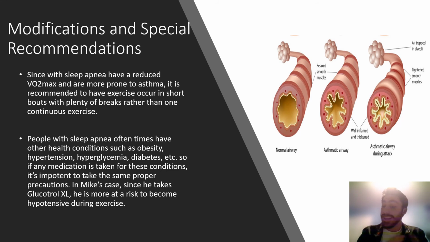One of the things that is specific to them is that no matter what any other conditions a person might have, people with sleep apnea do typically have reduced VO2 max and are more prone to asthma. As I show by this picture here, asthma, restriction of airways, causes people to have a hard time breathing. It is recommended then that when exercise does occur, especially aerobic exercise, it occurs in short bouts rather than one long continuous exercise.